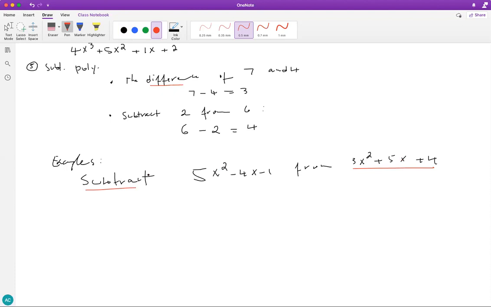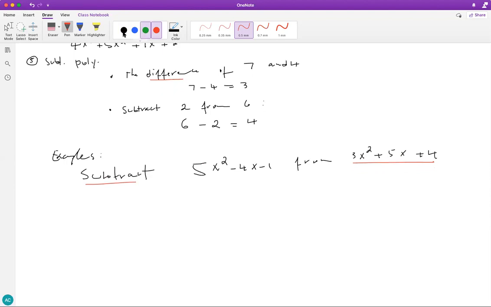That's right. So I said subtract from this, so that's going to go first, and later we follow it by this. So write this one first. So it would be 3x squared plus 5x plus 4. Since we're subtracting, we're going to need a subtraction sign. It's very important that you put parentheses around the second one. Whichever one goes second, it has to be in parentheses.